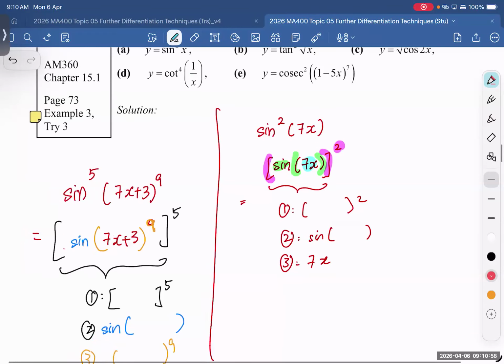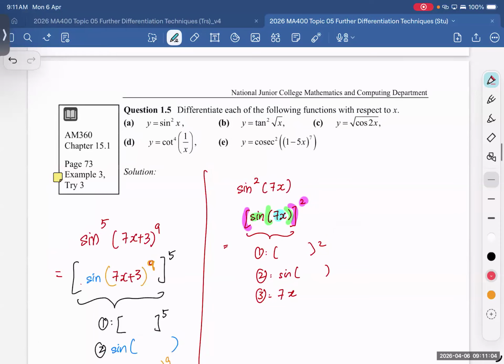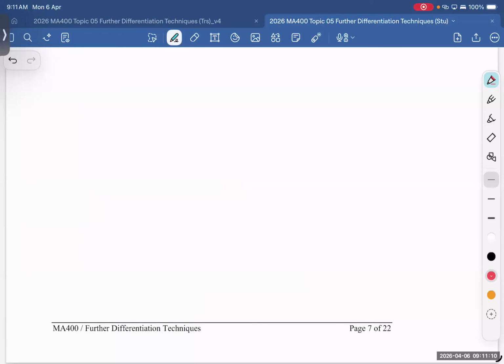Okay, so the last time we stopped at question 1.5. Remember that what we did is we went through the derivative of trigo functions. Whenever we differentiate sine, we will get cosine.